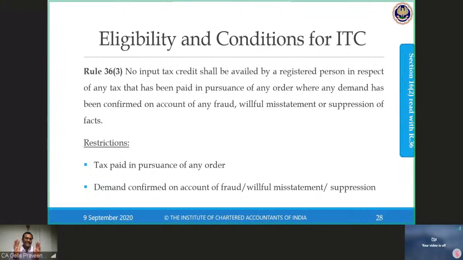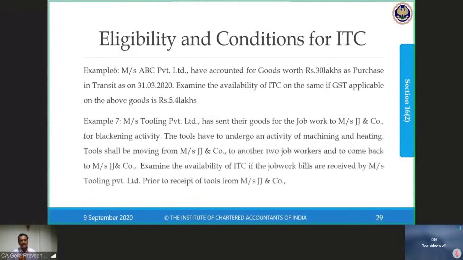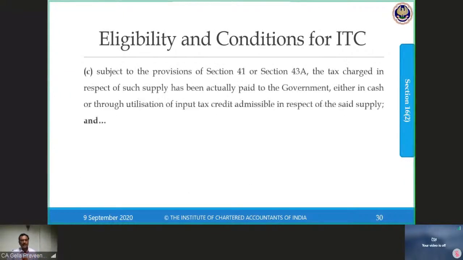So for the time being, under Section 16, understand that if there is any order on the basis of which I have paid tax, I cannot take ITC on the grounds of fraud, willful misstatement, or suppression. There is one session on audit, assessment and inspection. In that session, I'll take you through in detail how this will be confirmed by a department officer. Coming back to example 6: ABC Private Limited has accounted for goods worth 30 lakhs as a purchase. I think I have covered this, I'll skip it for the time being.